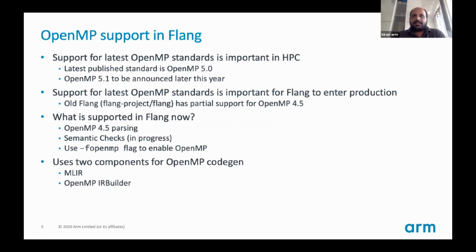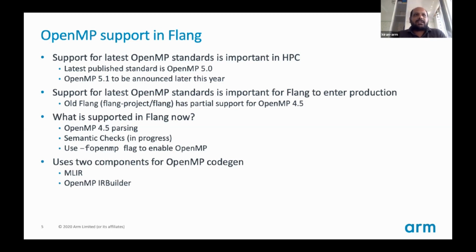Support for the latest OpenMP standard is also important for Flang to enter production, because the old Flang project, which some of the commercial companies use, has partial support for OpenMP 4.5. So in order to replace the old one with this new one, we have to have at least support for 4.5. And because 5 has been around for some time, ideally, we would like to have OpenMP 5.